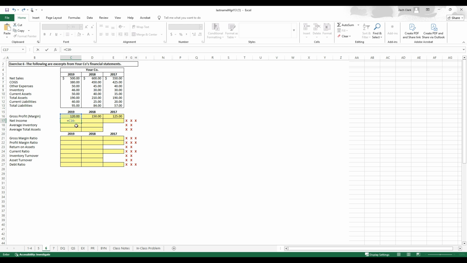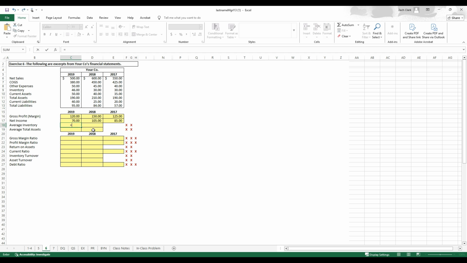So again, similarly, if we want to calculate net income, we just need to take other expenses away from, let's do my trick here. So C8, so we want to take gross profit margin, or gross profit, and in other words, margin, minus other operating expenses to give us net income. And then again, we can just drag that across. So that's just a little trick to make it easier, so you don't have to type everything in directly as far as the numbers go.